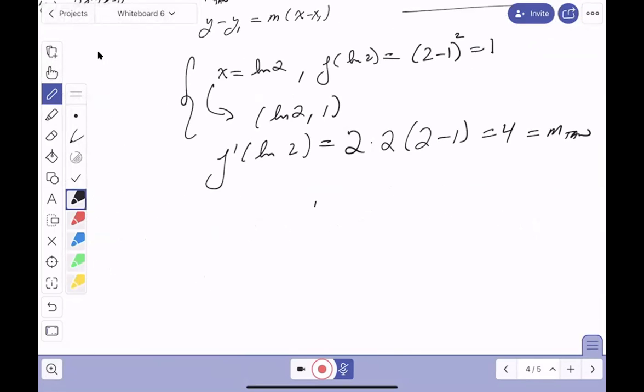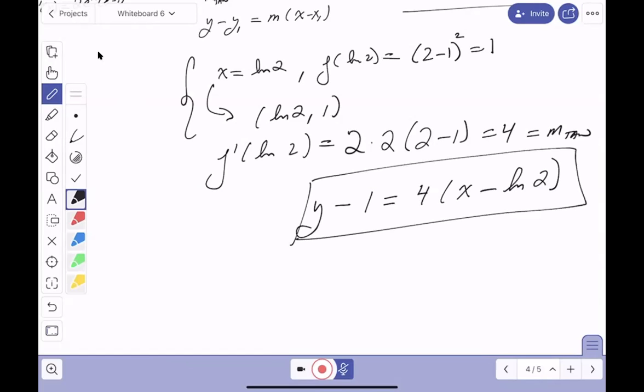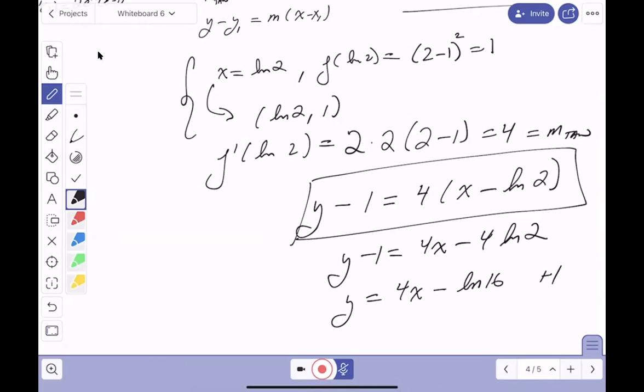Let's write down: y minus 1 equals, what's the slope of the tangent line? 4 times x minus ln 2. Right? This is okay as an answer. If you want to rewrite it, you can. Let me go through that with you. This would be 4x minus 4 ln 2. This would be y equals 4x, well, 4 ln 2 is going to be minus the natural log of 2 to the 4. 2 times 2 is 4, 8, 16, and then plus 1. By the way, I actually prefer this one over here. It's so much easier for me to read that.